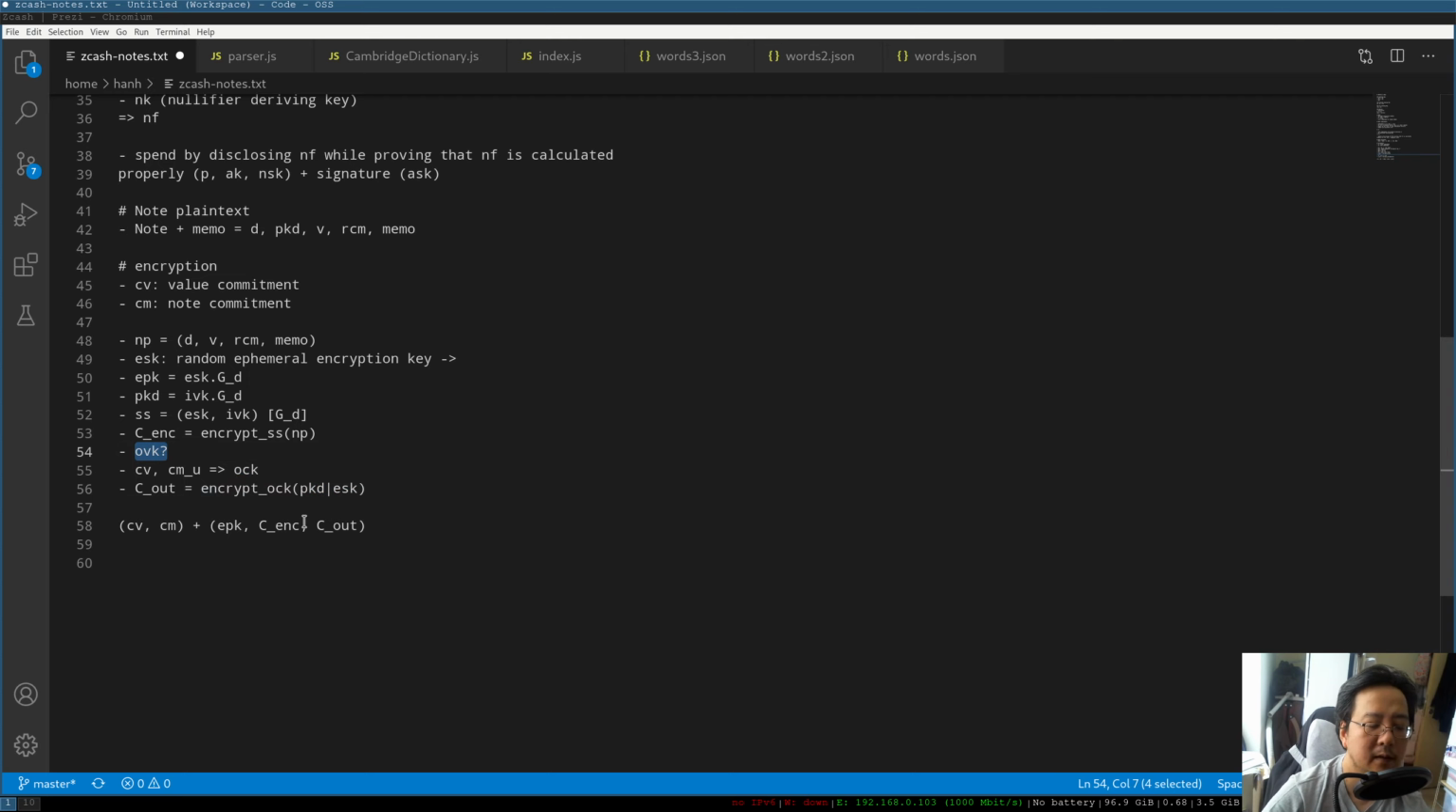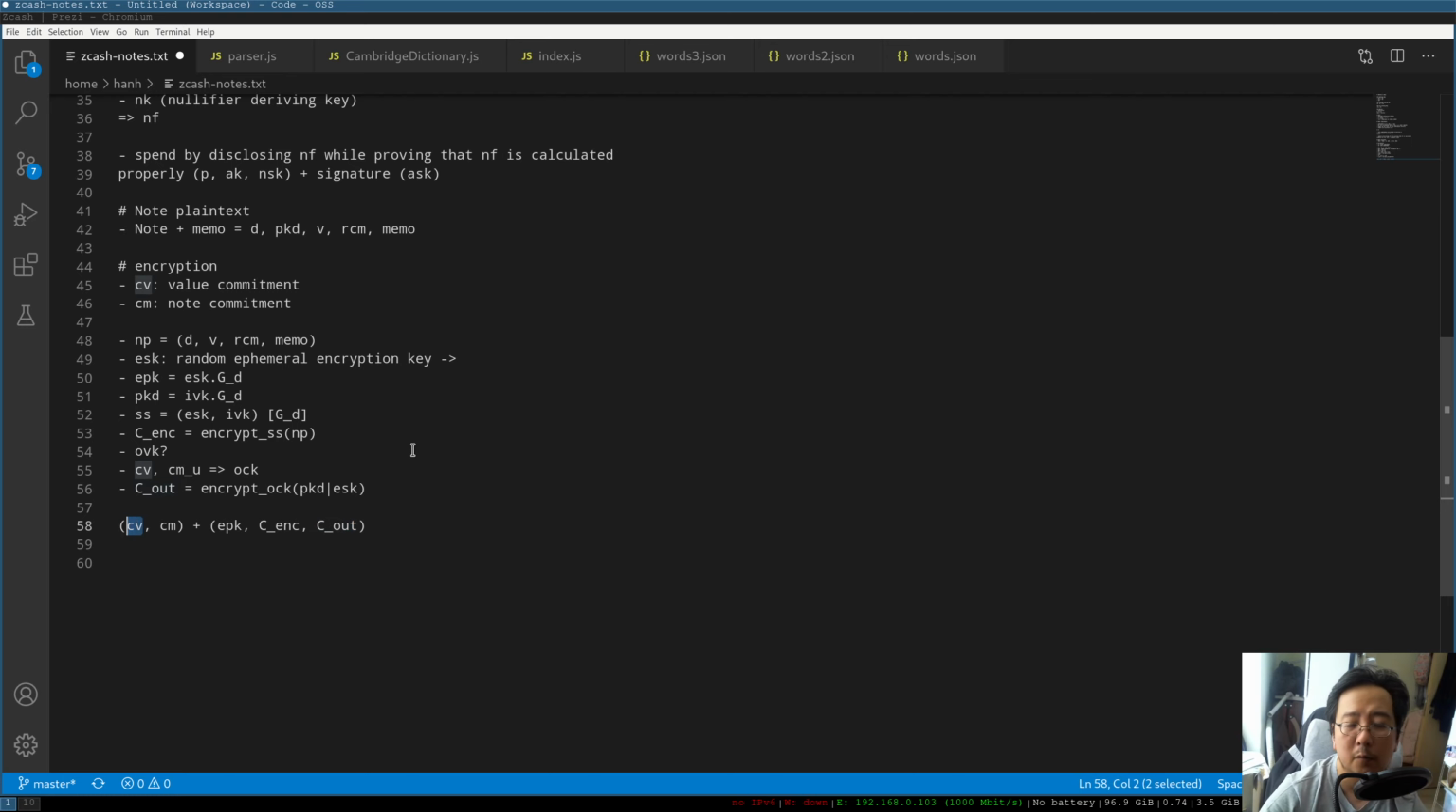So at the end, the output will be a combination of CV and CM. These are the parts in clear, as well as the ephemeral encryption key, and then the two encrypted parts. CENC will be for the receiver, and COUT will be for the emitter, in order to retrieve the shared key. So the last point we talked about is CV.